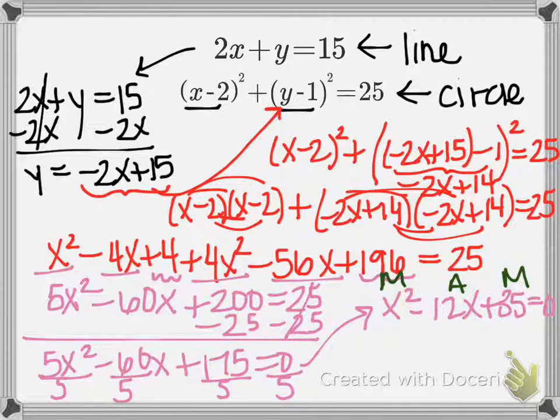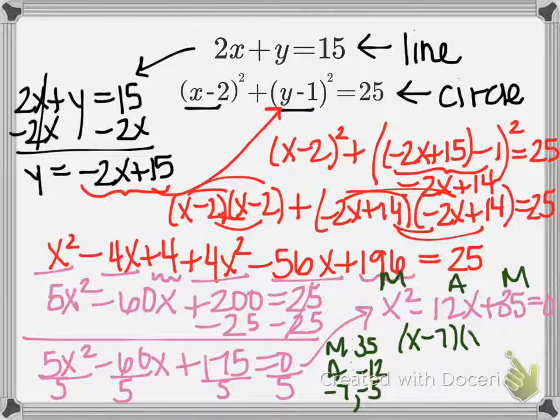So I have a similar situation to before. I have to multiply to positive 35 and add to negative 12. Again, stop and think about that for a second. Hopefully you come up with that negative 7 and negative 5 will do the trick. So x minus 7, x minus 5, dropping and splitting once again, I get that x is 7 and x is 5.